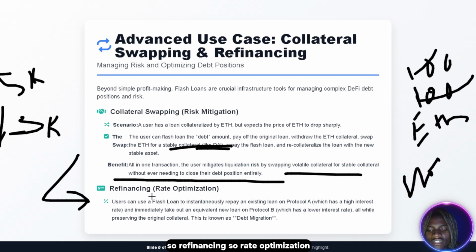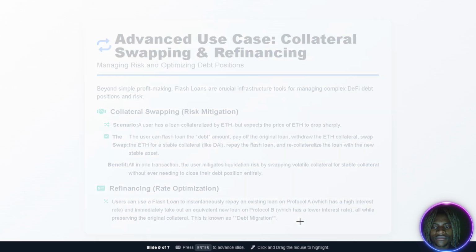So refinancing, so rate optimization. So users can use a flash loan to instantaneously repay an existing loan on protocol A, which has a high interest rate, and immediately take out an equivalent new loan on protocol B, which has a lower interest rate, all while preserving the original collateral. And this is known as debt migration.